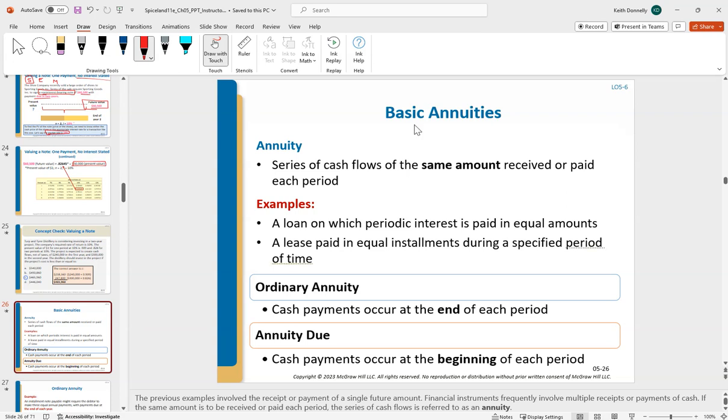And then we move into annuities. An annuity is basically a steady stream of payments of an equal amount during a specified period of time. When you have annuities, you can have an ordinary annuity, where the payments occur at the end of the period, or you can have an annuity due. I always think "due now," which is the payment is at the beginning of the period.